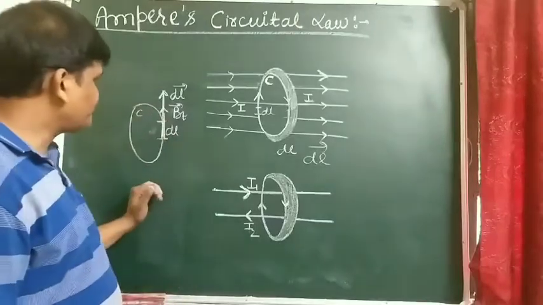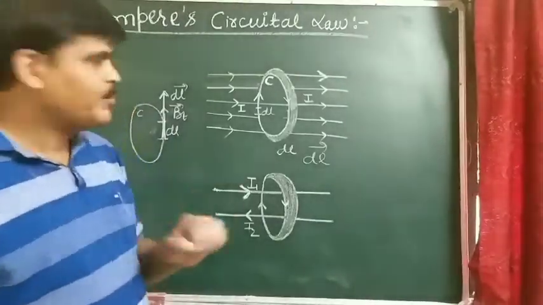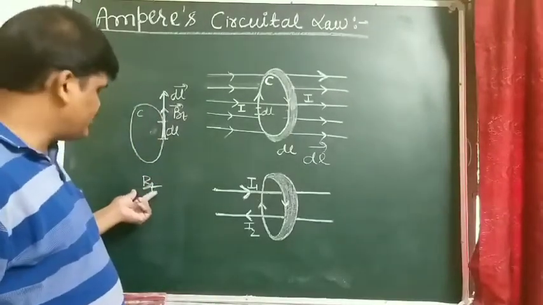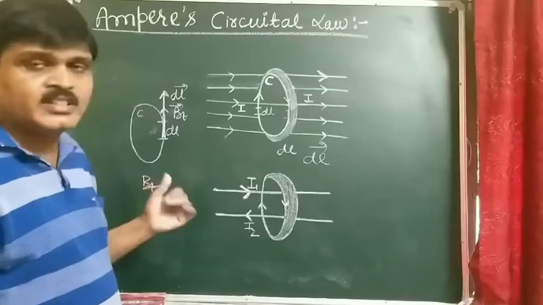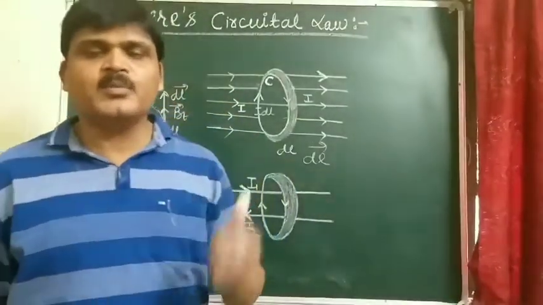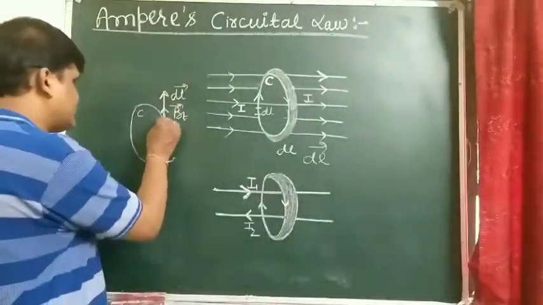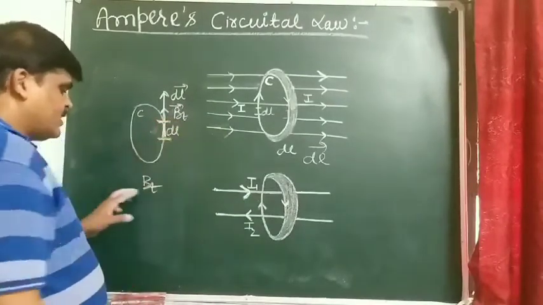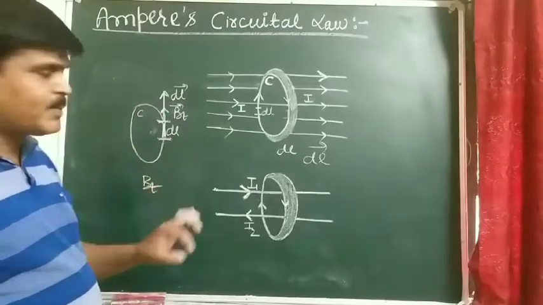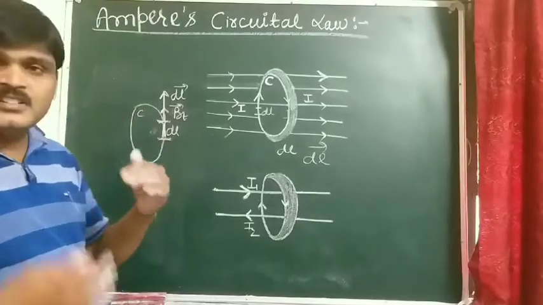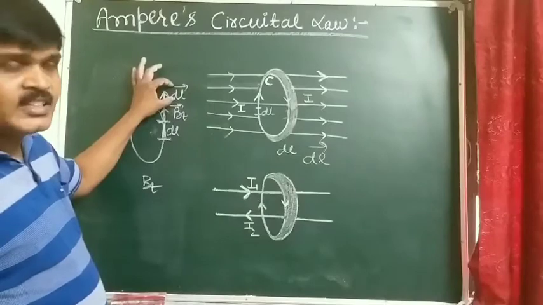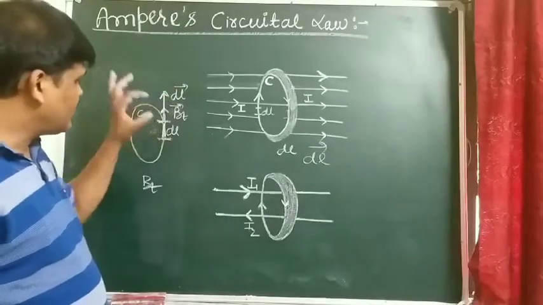And student, if Bt, here B means magnetic field, and t means tangential, if Bt is the tangential component of the magnetic field at this element, then Bt is tangential, and the dl vector is also tangential to the given length element dl.